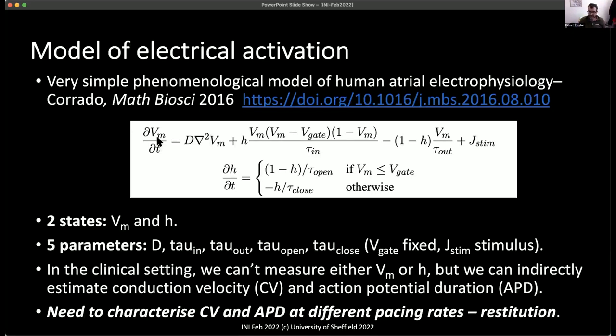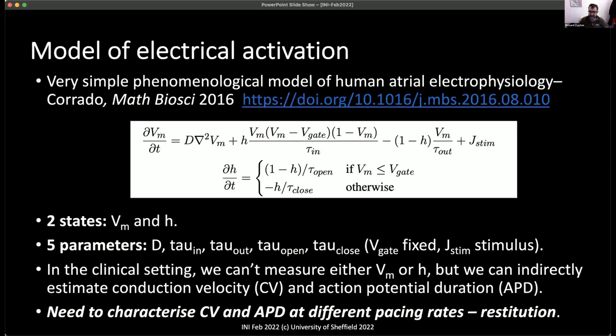It's a reaction diffusion type model. So there's a diffusion term which represents how electrical activation spreads through the tissue, and then a reaction term which describes the local activation and recovery. Now, in the world of cardiac modeling, there's a whole zoo of different models that we can use to represent the reaction term. This is a simple and phenomenological model, which has two states, and it's got 5 parameters. So there's the diffusion coefficient and then 4 time constants.